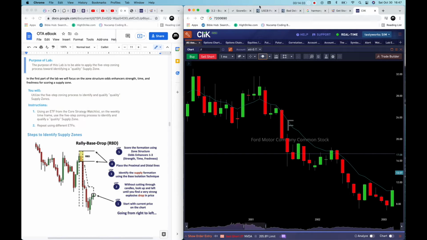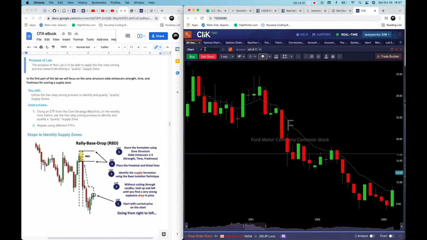Alright, this time you will have the opportunity to go through the entire 5-step zoning process on your own. You will then isolate the base using the base isolation technique, place your proximal and distal lines, and then score the zone for strength, time, and freshness.